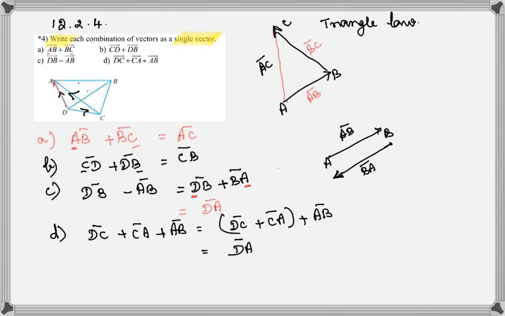This is the first part. Then we are adding the vector AB, so it is this vector. So we have DA plus AB. If we use the rule of the initial point of the first connected to the terminal point of the second, it will be nothing but DB, which actually agrees with this figure also.